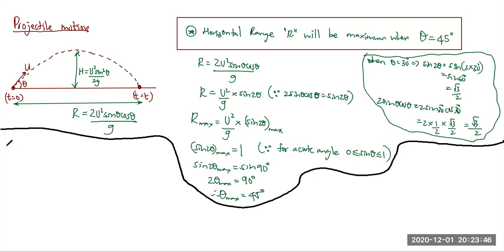The second point is this: for two different angles, for two different values of theta, let's write like that. For two different values of theta, range will be equal.